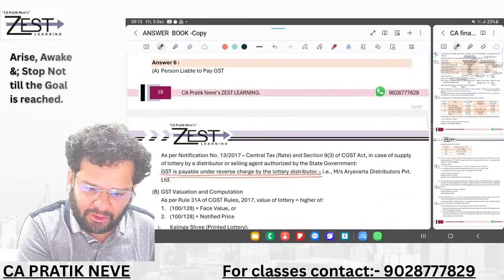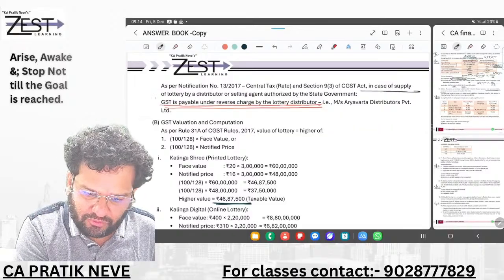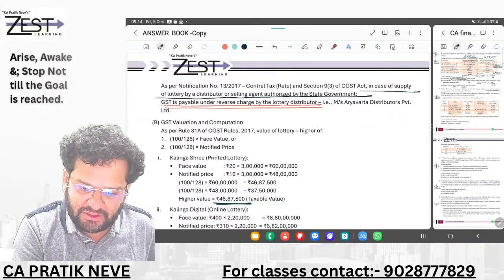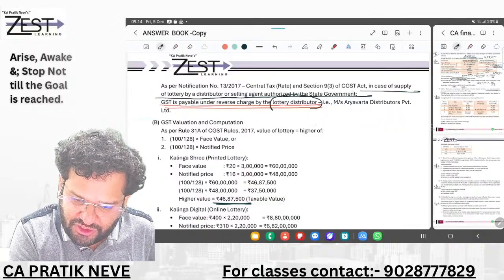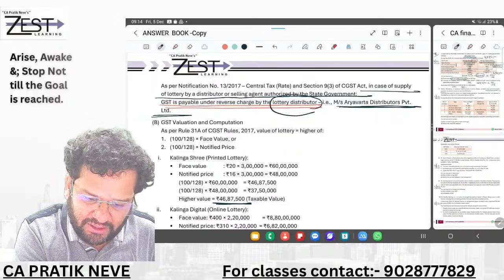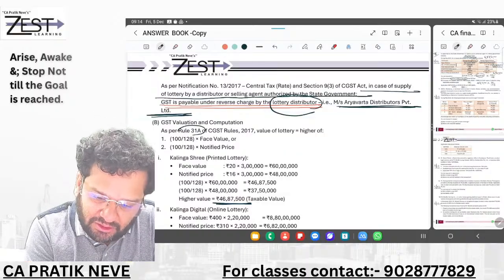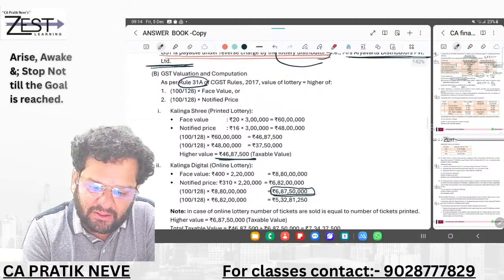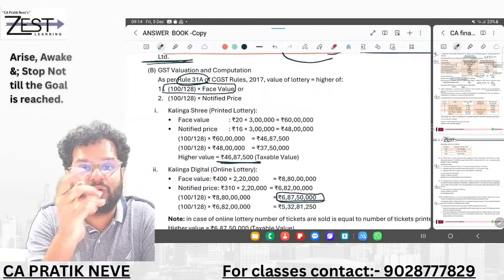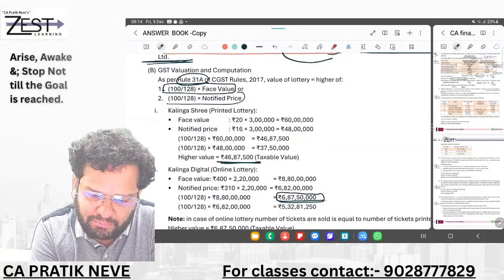See, the person liable to pay GST in case of supply of lottery by distributor or selling agent authorized by state government: GST is payable by the lottery distributor, that is Aryavarta Distributors Private Limited. They will be liable to pay GST. And as per 31A of CGST rules, it will be the higher of 100 by 128 into face value, or 100 by 128 into notified price.